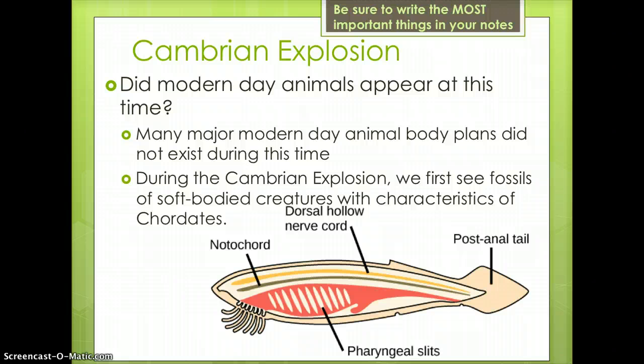Many major body plans that exist today in animals did not exist during the Cambrian Explosion. Examples of animals that did not make an appearance during the Cambrian Explosion were starfish, crabs, insects, lizards, birds, and mammals. However, it is important to know that during this time, the fossil record indicates that some soft-bodied animals exhibited characteristics of the chordata group. Chordates have a nerve cord, gill pouches, and a notochord, as shown in the diagram. You are a chordate and fit into the chordata group.